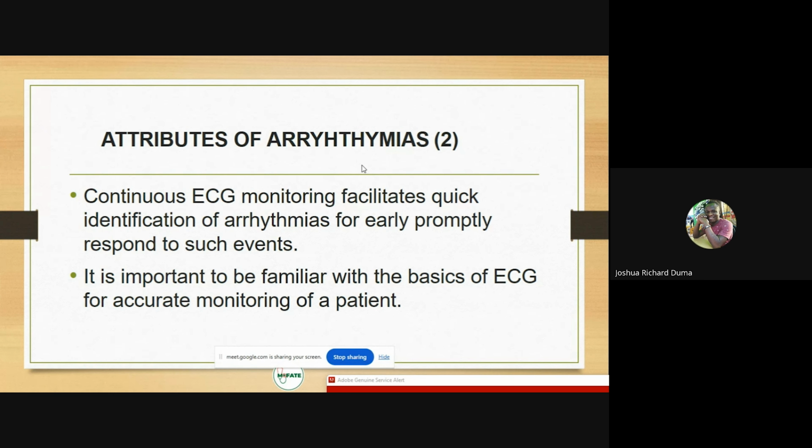Next. So I've said before that continuous ECG monitoring can facilitate quick identification of these arrhythmias so you can take action promptly. So it's important to be familiar with the basics of ECG. The basics of ECG, as nurses working with critically ill patients or in other settings, can help you save the patient's life through identifying arrhythmias through ECG.